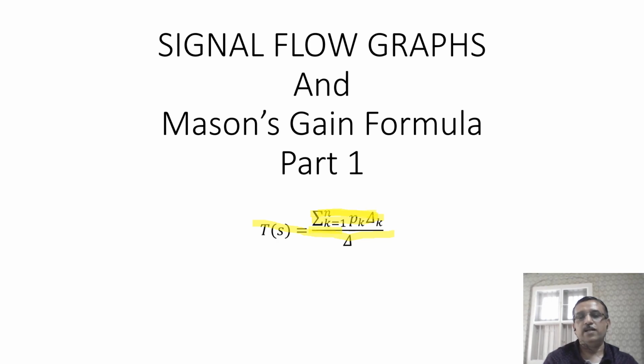At the end of the class, you should be able to use this formula to find transfer functions of not very simple systems. For block diagram reduction, you saw that it's interesting. It's a puzzle in itself. But signal flow graph and Mason's gain formula help you to do it in a very systematic manner. And it's kind of easy marks for you in the examination.